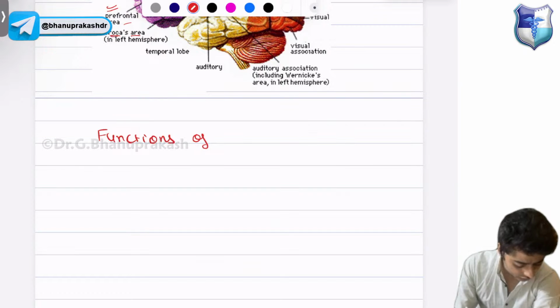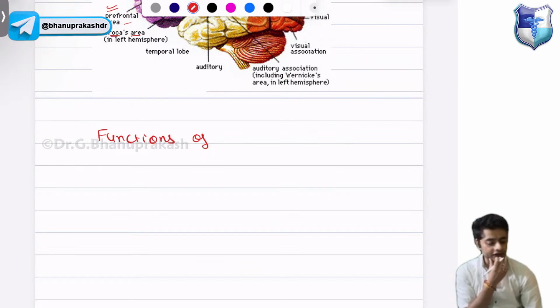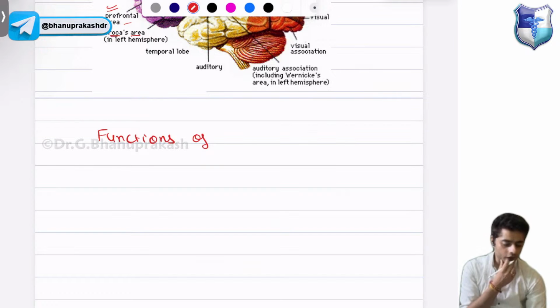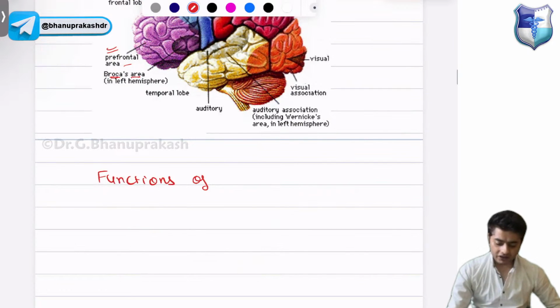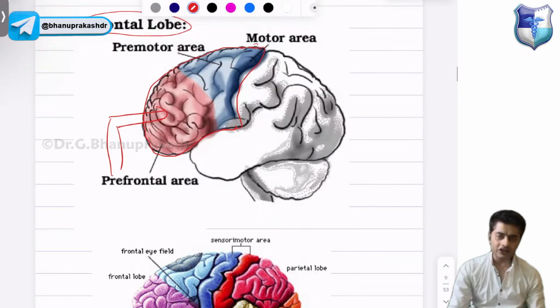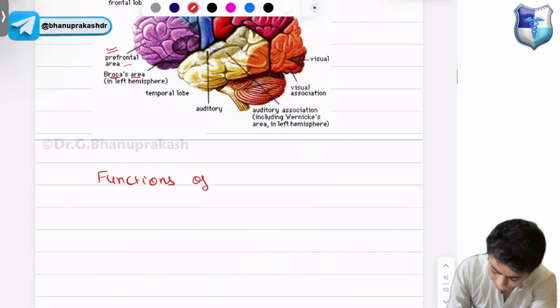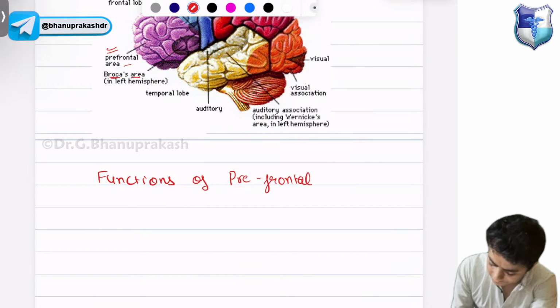Hello Rishali, good evening. So today we are studying about memory. Okay. Now we have gone through the initial part of memory. Now we are studying about the prefrontal cortex, which is in the frontal lobe. So functions of the prefrontal cortex.